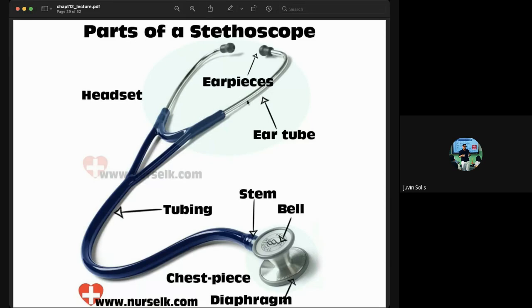Okay, so ito nabibend nyo ito. And then here, this is what we call the tubing. Yung nagkukonect ng earpiece going to this one. So this one is the stem. Then ito, yung sa may upper part, this is what we call the bell. And then diaphragm, ito. Ito yung pinapatong natin sa may pagkukuha tayo ng BP or mag-check tayo ng heart sound. Yung diaphragm part ng ating stethoscope.